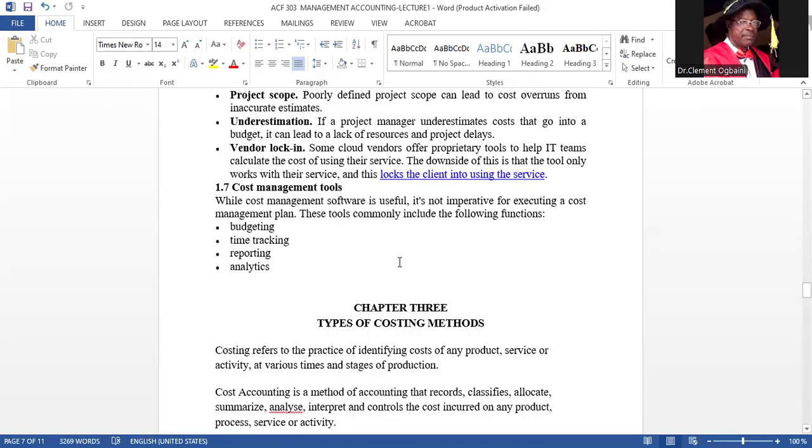So now, what are the major tools we use in this cost management? One, budgeting. You must have a budget if you want to do cost management. And also, you have to track your revenue, and you have to track your expenditure. Make sure that every financial transaction that is done in that organization, whether money is coming in or money is going out, everything must be recorded.